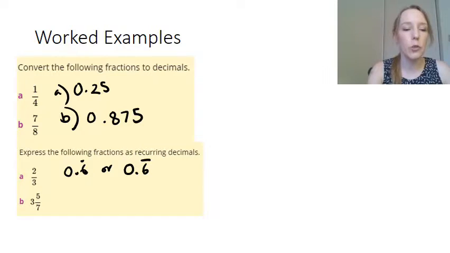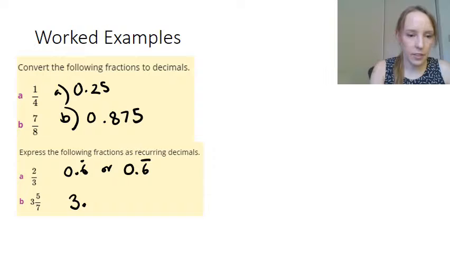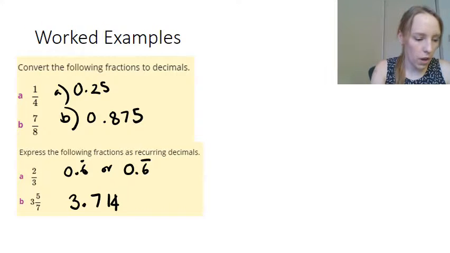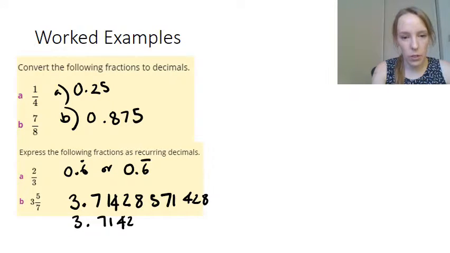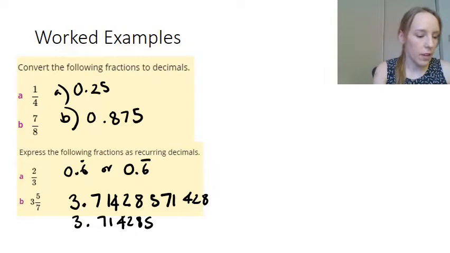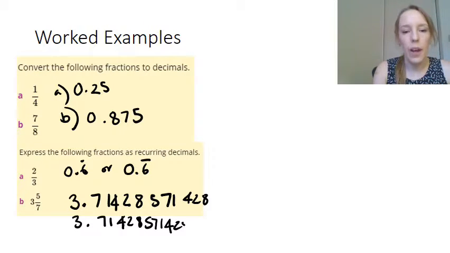Okay, so our second one is 3 and 5/7. All that means is the 3 is going to be our whole number there, and the 5/7 is going to be the decimal part. So 5 divided by 7 is 3.71428571428, and that's going to keep going on. So we've got a recurring part there, so we're going to write that as a recurring part, 714285. 8571428. Sorry, so that's recurring there.